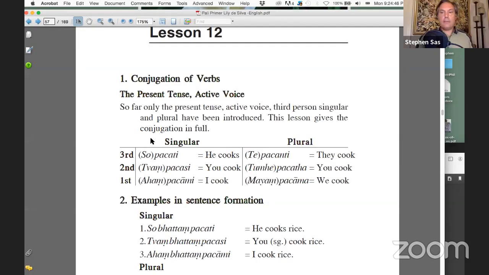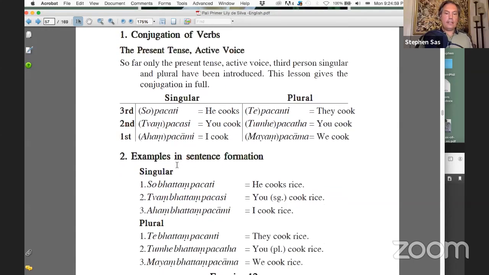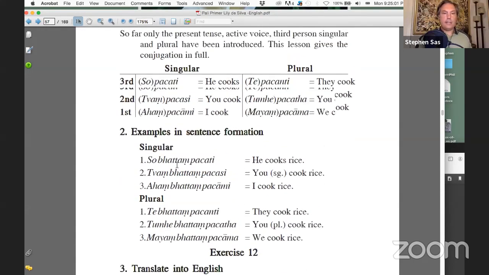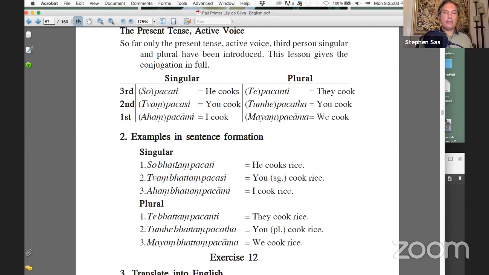And so we're putting a lot more balls in the air, so to speak. We have a lot more information, but this is good to know, the full conjugation of the present tense active voice of verbs. And that is our paradigm, so to speak. Please have a close look at it.